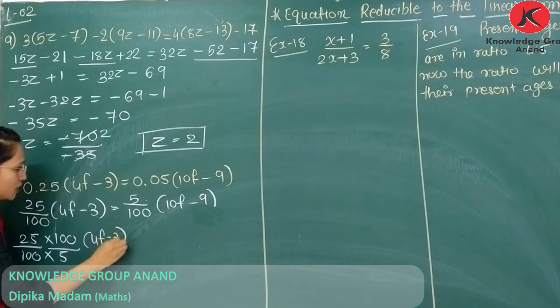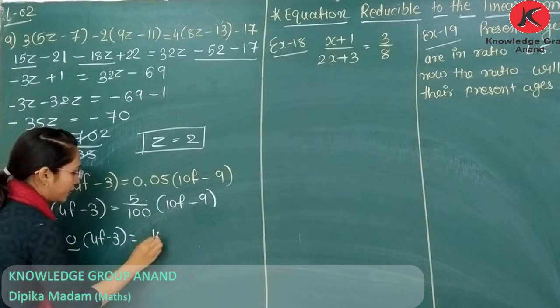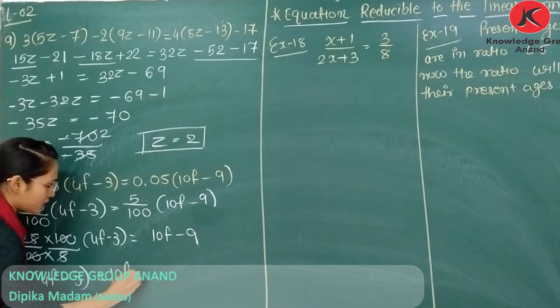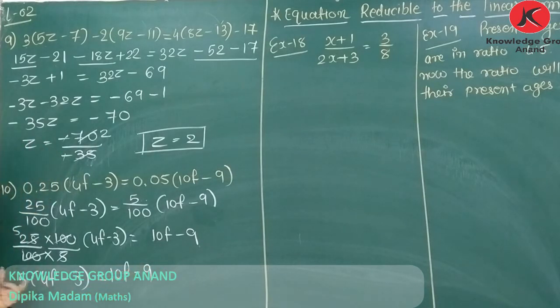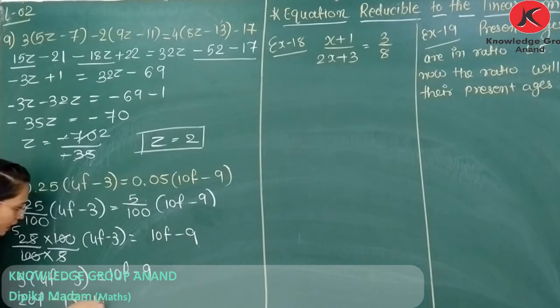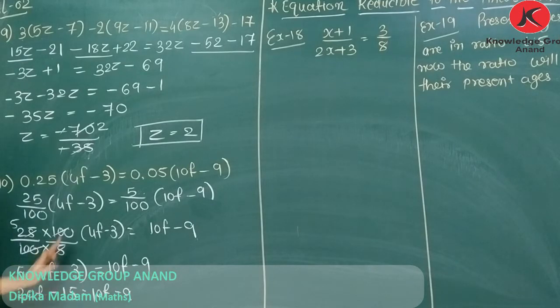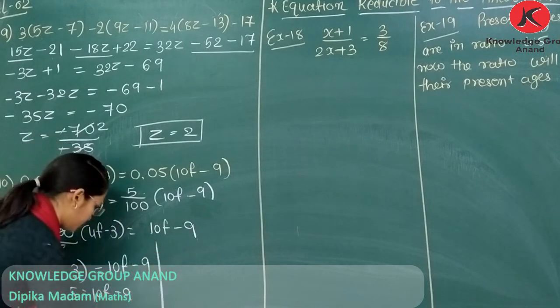4f minus 3 is equal to 10f minus 9. Clear? Now you can cut the common factor. 5 5s are 100, 100 cancel. Now multiply this 5 with the whole term, equal to 10f minus 9. Open the bracket, it is 20f minus 15 is equal to 10f minus 9. Now 10f becomes minus 10f and minus 15 becomes plus 15.